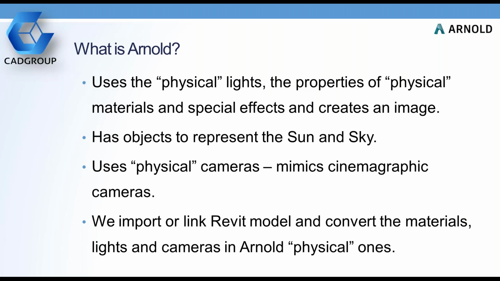So that sky is useful because it provides light, obviously. And also when you change the position and time of the sun, that actually affects the sky as well automatically. So it changes the color of the sky and the intensity of the light coming off the sky.